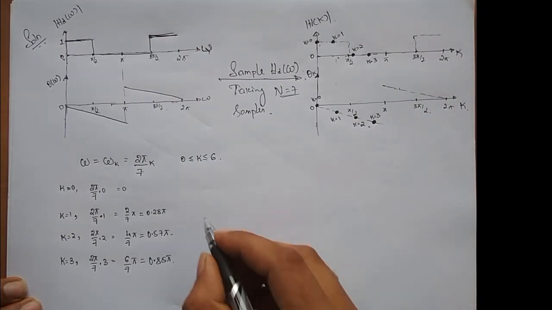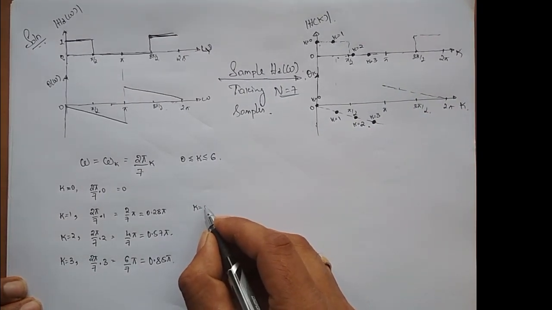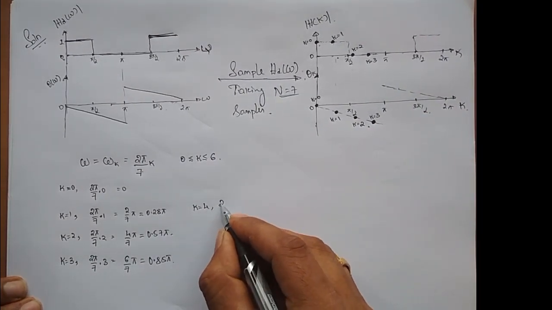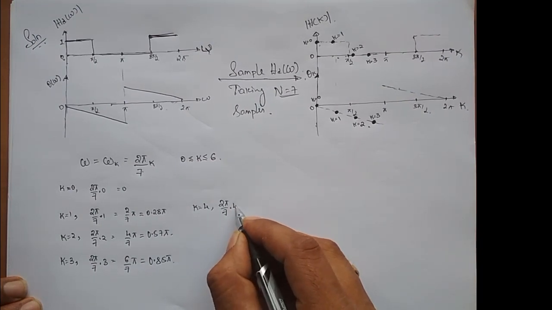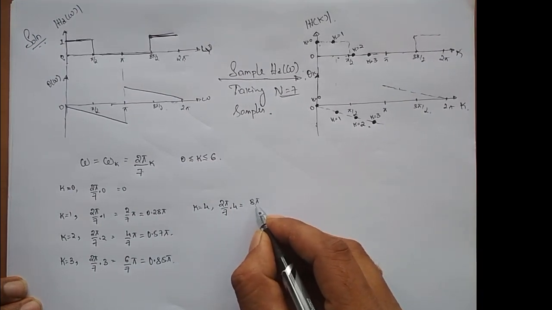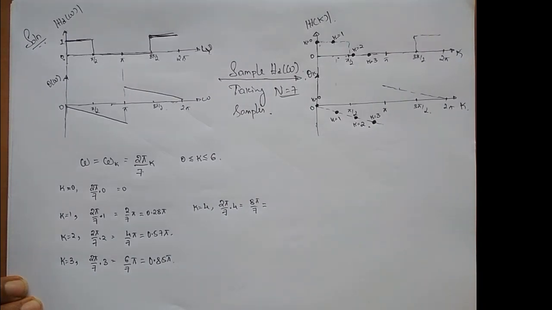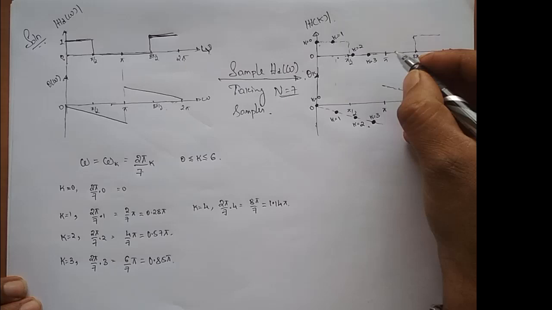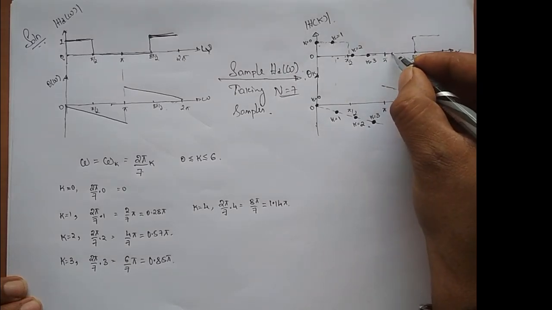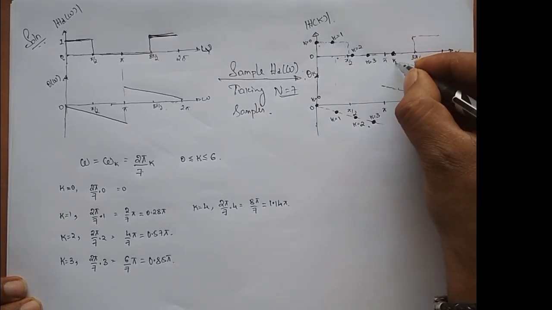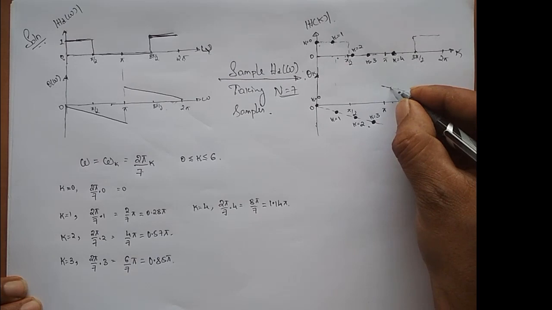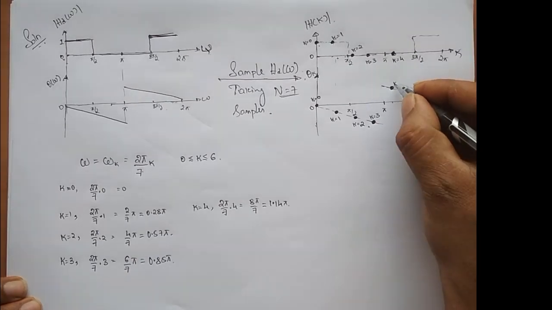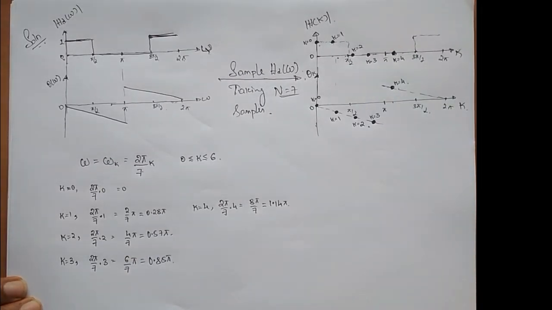Okay, now for k equal to 4, we have 2 pi by 7 into 4, which is equal to 8 pi by 7, which is equal to 8 by 7. In terms of fraction, it is 1.14 times pi. So since 1 times pi, 1.14 is slightly more than that. So this is at k equal to 4. Similarly, here it is k equal to 4.